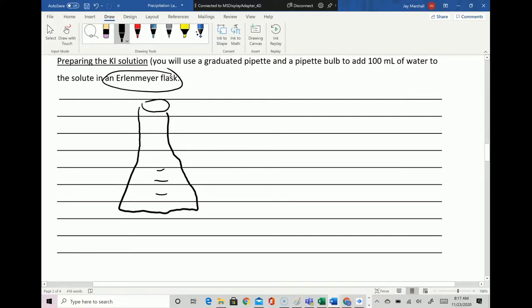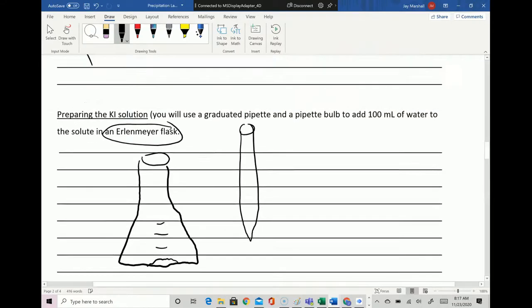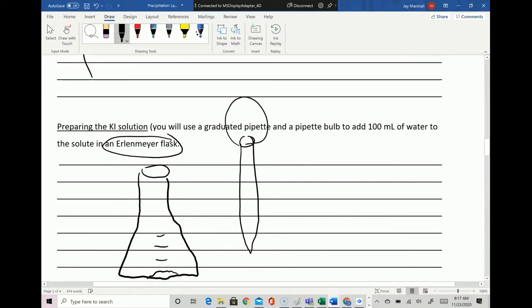With the Erlenmeyer flask with the potassium iodide, you'll put this in here, and then you'll use the graduated pipette and the bulb to deliver 100 milliliters. Now, this has 25 milliliters, so you'll need to do it 4 times, but we just want to get some experience in using the pipette and the bulb, so everyone should try to do this if possible.